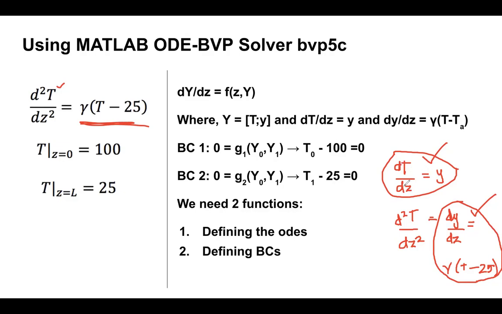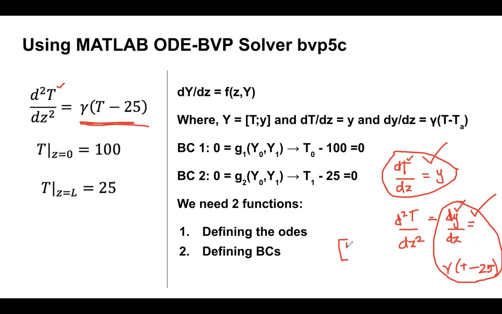So this is just d by dz. This is also just d by dz. So this is two ODEs, first order ODEs. But here the variable you're trying to solve for is temperature. Here you're trying to solve for y, which is nothing but your temperature gradient. So this is what you do. Now you try to solve for two variables. Earlier we were trying to solve for only T. Here you will have two variables.